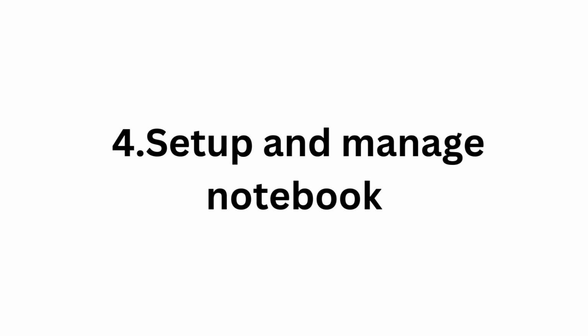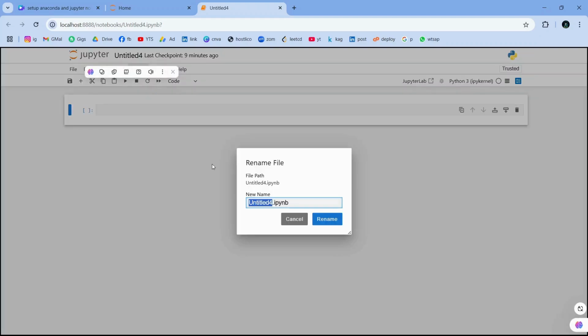Task 4. Set up and manage notebook. When you open a new notebook, the first task is to change the name of the notebook. The name should be clear and related to what you want to code. In Jupyter Notebook, a cell can be used to write either code or markdown.